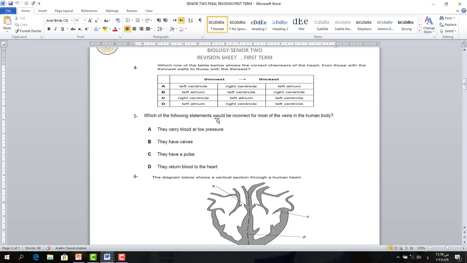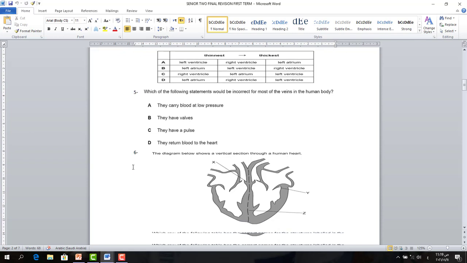Which of the following statements would be incorrect for most of the veins in the human body? Carry blood at low pressure, have valves, no, they return blood back to the heart, yes. So the rejected one is C. Blood is not pulsated.